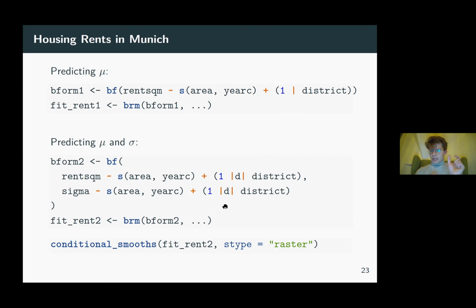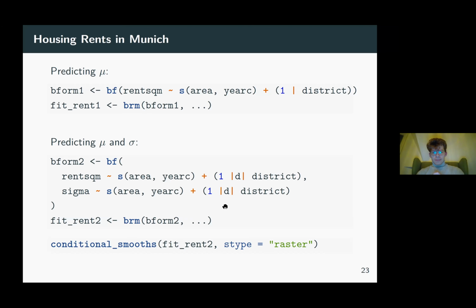In this case, this lowercase d is the same. When we do it that way, those two varying intercepts of district will be modeled as correlated, even though they appear in multiple formulas. That is, brms allows very complex models with multiple formulas if we have multiple distributional parameters we're going to predict. I'm finishing that example. I'm sure there are questions and I'm going to answer them in a second.